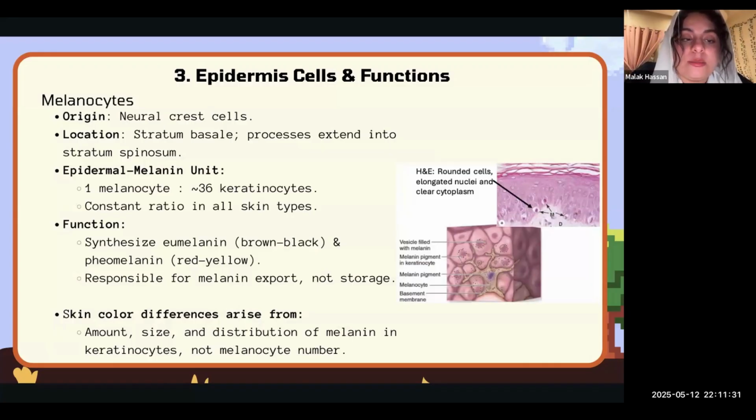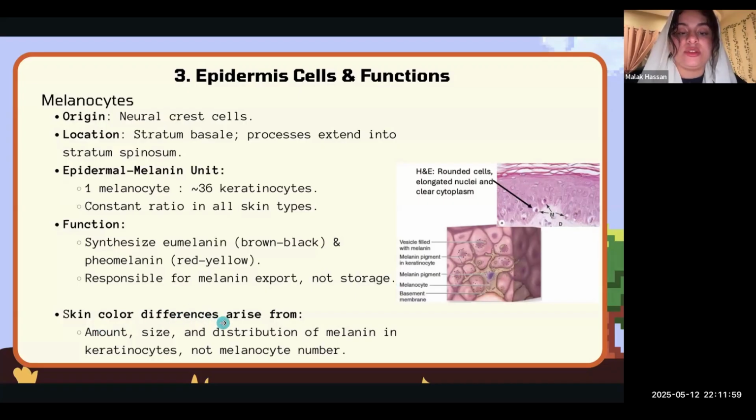Now we have something called an epidermal melanin unit, which is when you have one melanocyte and about 36 keratinocytes. And this ratio is constant in all skin types. And what is the function of melanocytes? They synthesize eumelanin, which is brown-black, and pheomelanin, which is red-yellow. So eumelanin, brown-black, pheomelanin, red-yellow. And it's responsible for melanin export, not for storage.